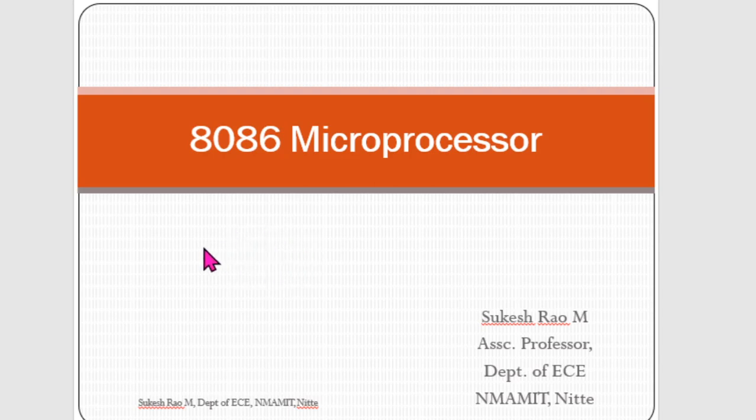If I don't specify anything in the instruction, by default it is the data segment. So from the 1234H location, I wanted to load a byte of data to the AL register. This 1234H is directly addressed, specifying which location I wanted, and that is loaded to the AL register.